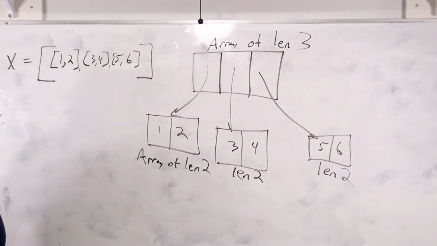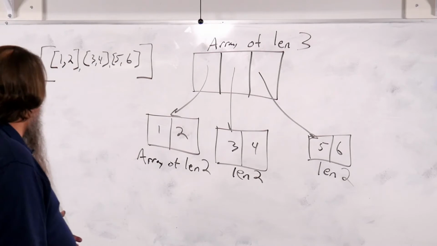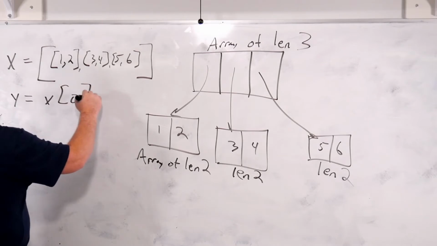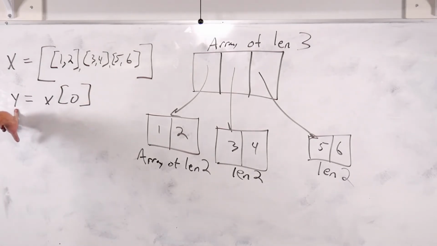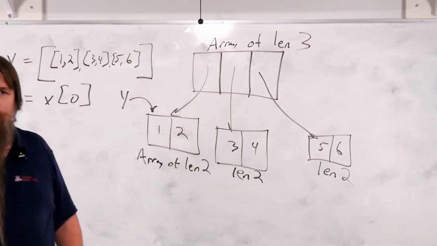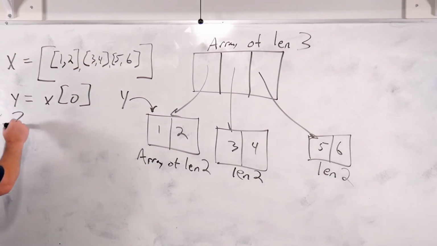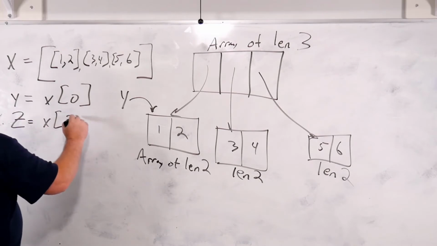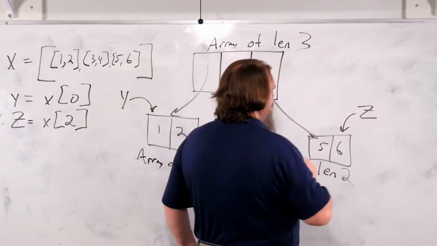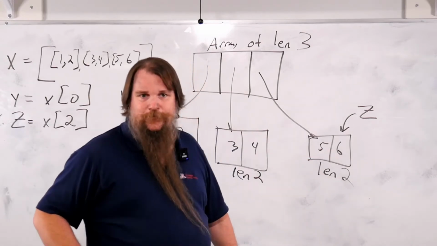X equals this. Let's think about what happens when we start accessing the values of this. If we say y equals x[0], what is y now? Well, y just points directly to that array. Y is now 1, 2. What if we say that z equals x[2]? Now z points directly to that third array. Z is now 5, 6.